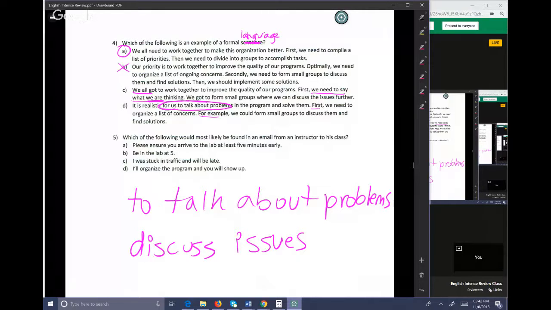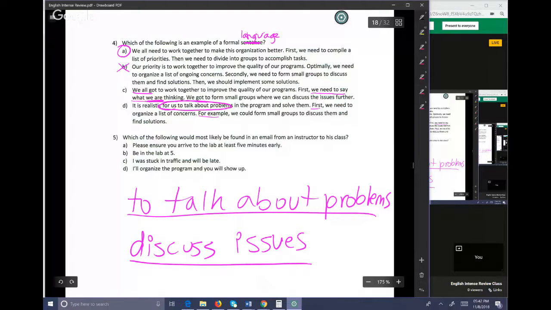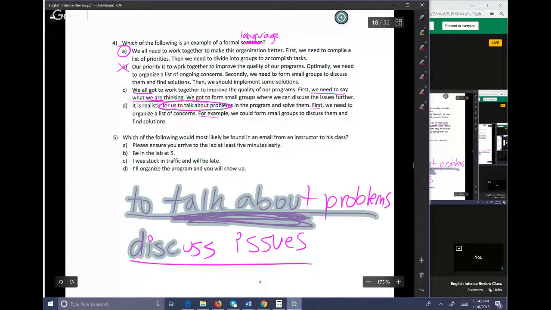So again, you can't bank on that. But certainly if you compare side by side, discuss concerns or discuss issues or even discuss problems is better than talk about. Talk about comes across very informal. Hopefully that helps with a little bit of those bigger contexts.